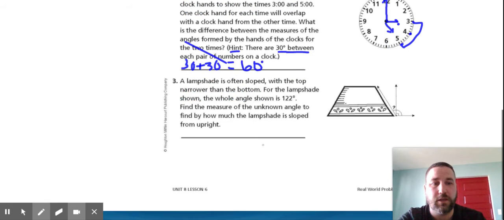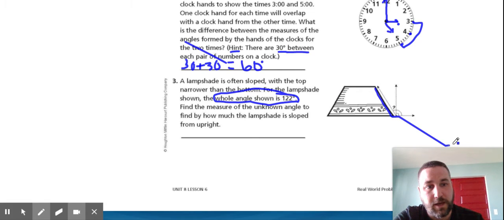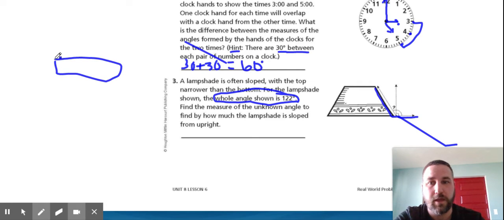All right, lampshade, here we go, is often sloped with the top narrower than the bottom. So for the lampshade over there to the right, the whole entire angle is 122, okay? So this is really important information that I know that this whole angle from the shade into our straight line here, geez, my mouse pad's going crazy. Sorry about that, guys. Here is 122. So when you're thinking of math mountains or math models, that's our big number. That's our total. We're not going to get any bigger than that. 122 is the biggest angle that we have.